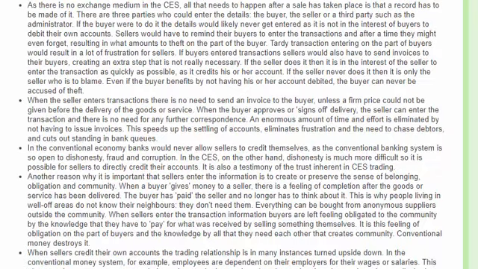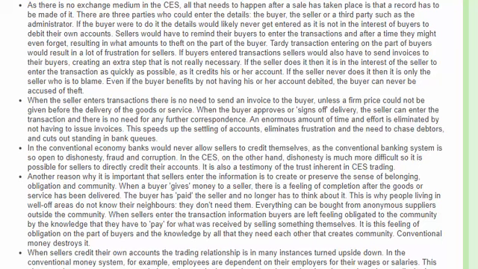Since there's no exchange medium in the exchange, all that needs to happen after a sale has taken place is that a record has to be made of it. There are three parties who could enter the details: the buyer, the seller, or a third party, such as the administrator. If the buyer were to do it, the details would likely never get entered because it's not in the interest of buyers to debit their own accounts. Sellers would have to remind their buyers to enter the transactions, and after a time they might even forget, resulting in what amounts to theft on the part of the buyer.